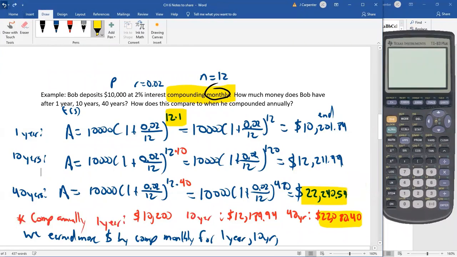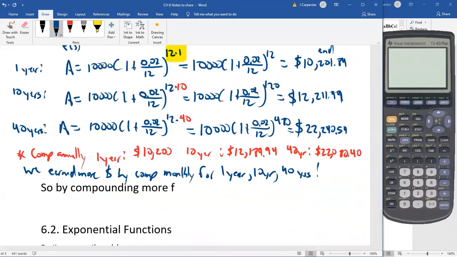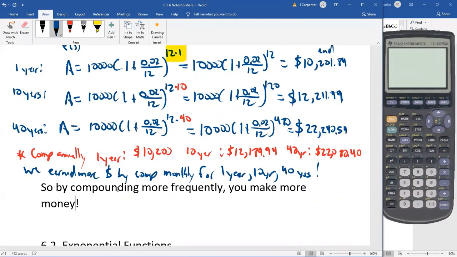So the point is, by compounding more frequently, you make more money.